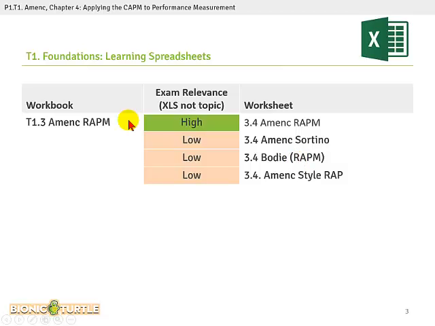Because this is really a set of ratios, there is a learning workbook associated with that. It's T1.3. The 3 is because this is the third reading in Topic 1, so it's an early reading. And then it's got some worksheets in there, 4 of them, although 3 have a low relevance here, and it's only the first one that you'd want to pay attention to for exam purposes. And it's optional in any case, but as you know, the green high means this would be highly relevant for exam purposes.